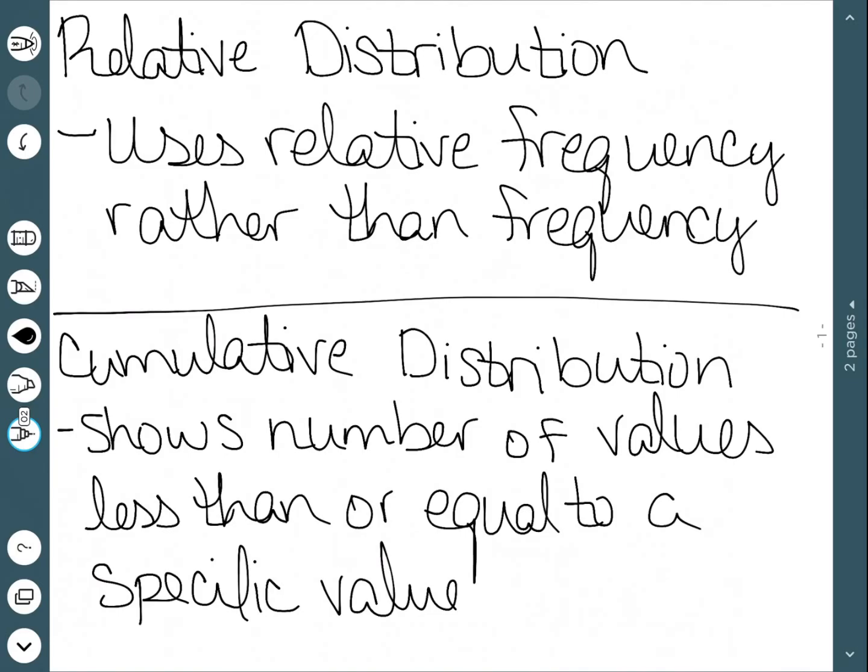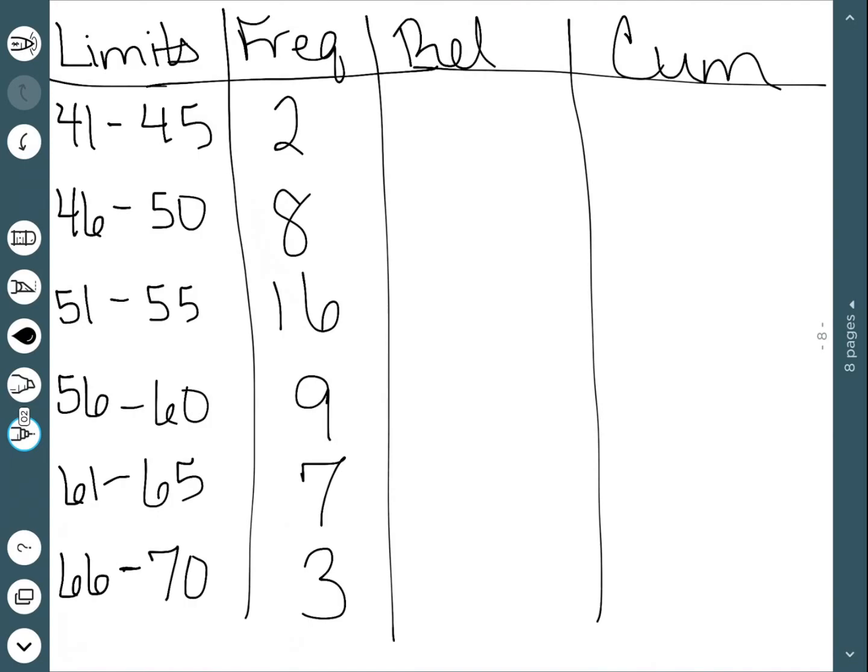So now that we've defined each of these, let's do an example. Here we have the very basics of the frequency distribution we did in the last video, where we looked at the age of presidents at the time of their inauguration. However, we restricted it to just the limits and the frequency. To find the relative frequency, we need to divide by the total number of data points there are. And if you add up all the numbers in this frequency column, you get 45. So we're going to divide all these numbers by 45.